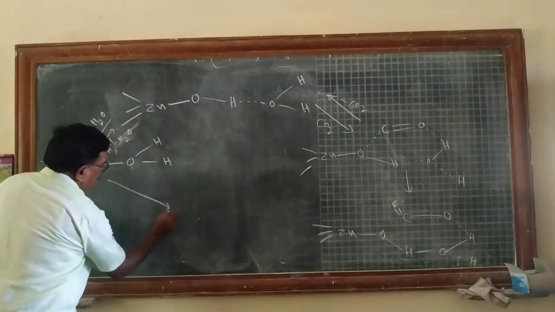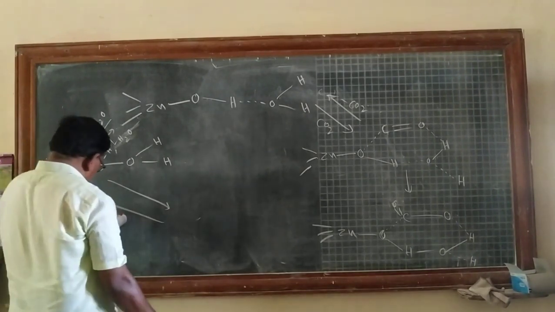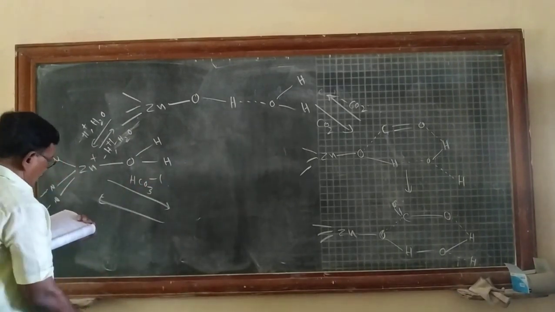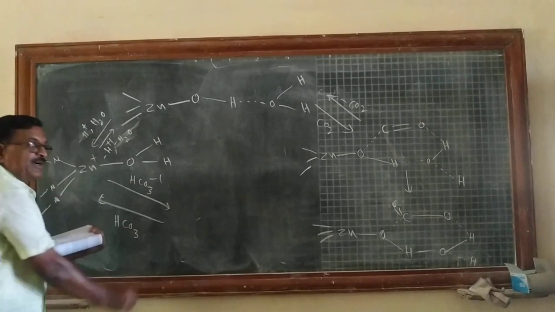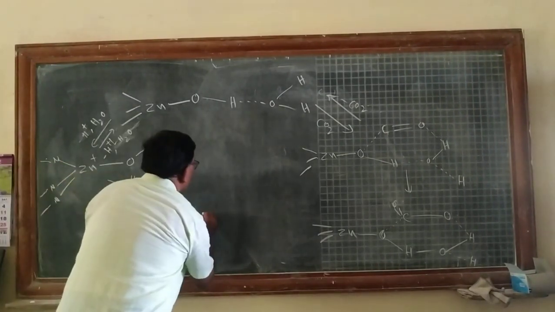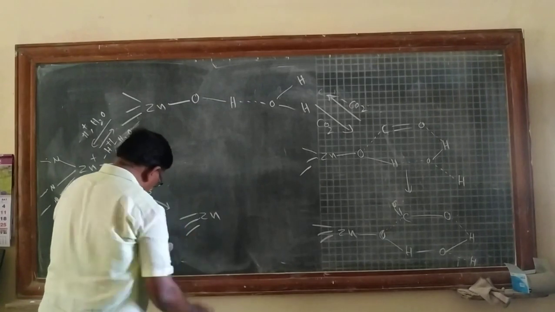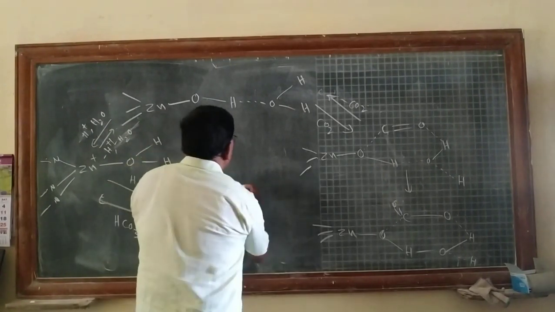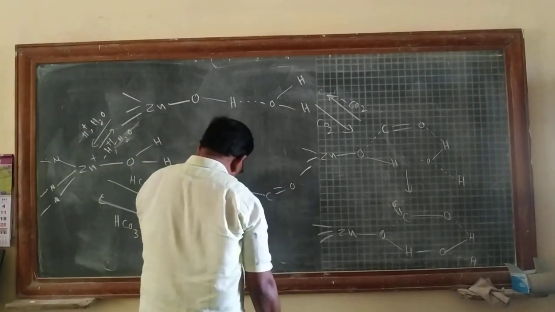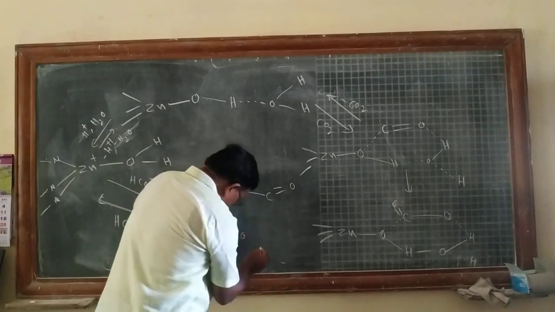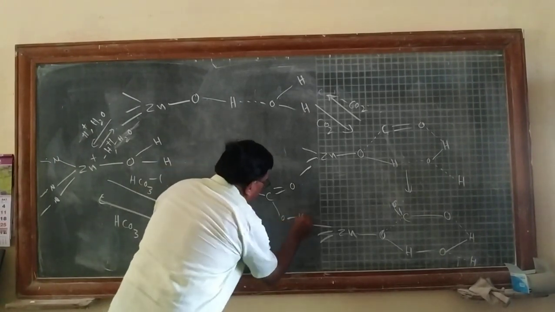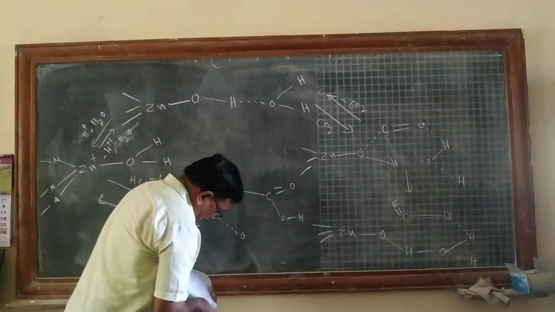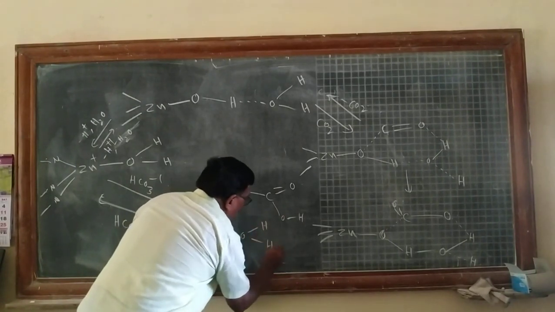So further it will change into this compound, that is HCO3 minus 1, and again the reversible reaction forms the same carbonic acid, the zinc, O, and this is C double bond O, and this is the H, O, and this is the H.